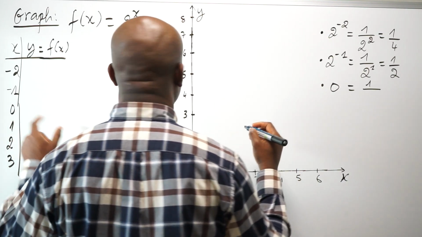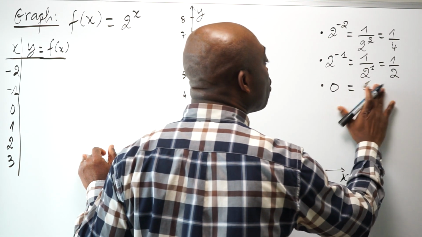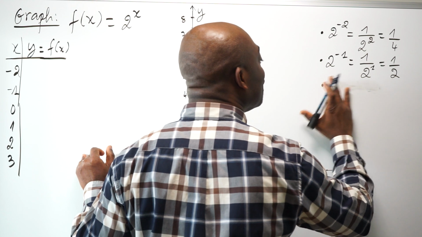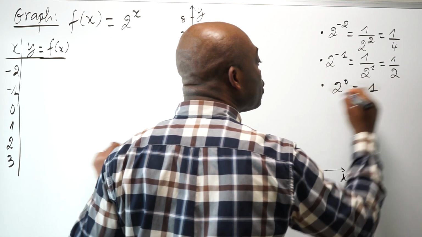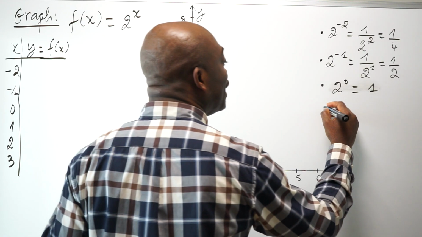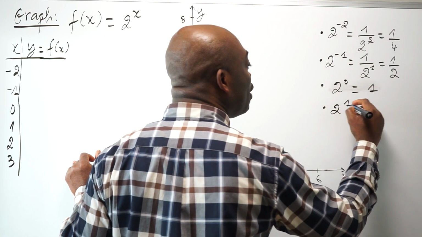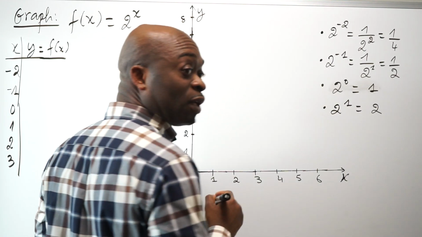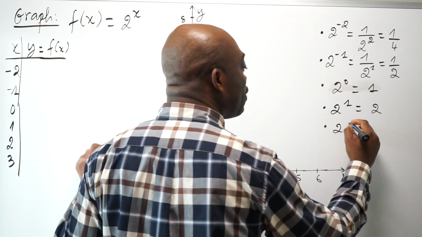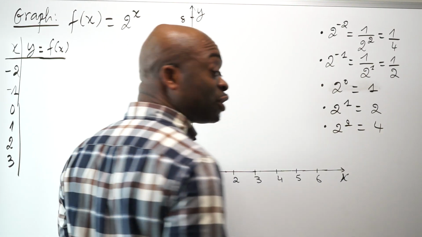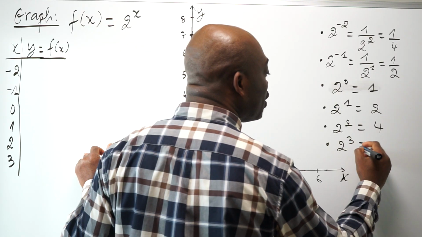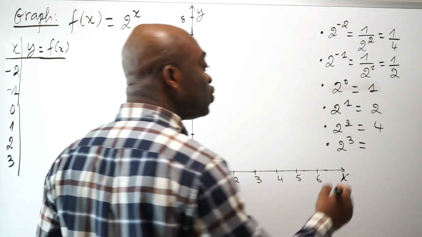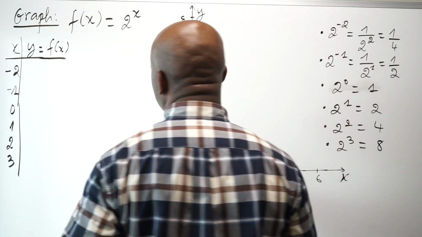So for 0, it's going to be 2 to the power 0, and 2 to the power 0 is equal to 1. Okay? And then we go 2 to the power 1, which is 2. All right? Then 2 to the power 2, which gives us 4, because 2 times 2 is 4. And then 2 to the power 3, which gives us 8, because 2 times 2 times 2 will give us 8.